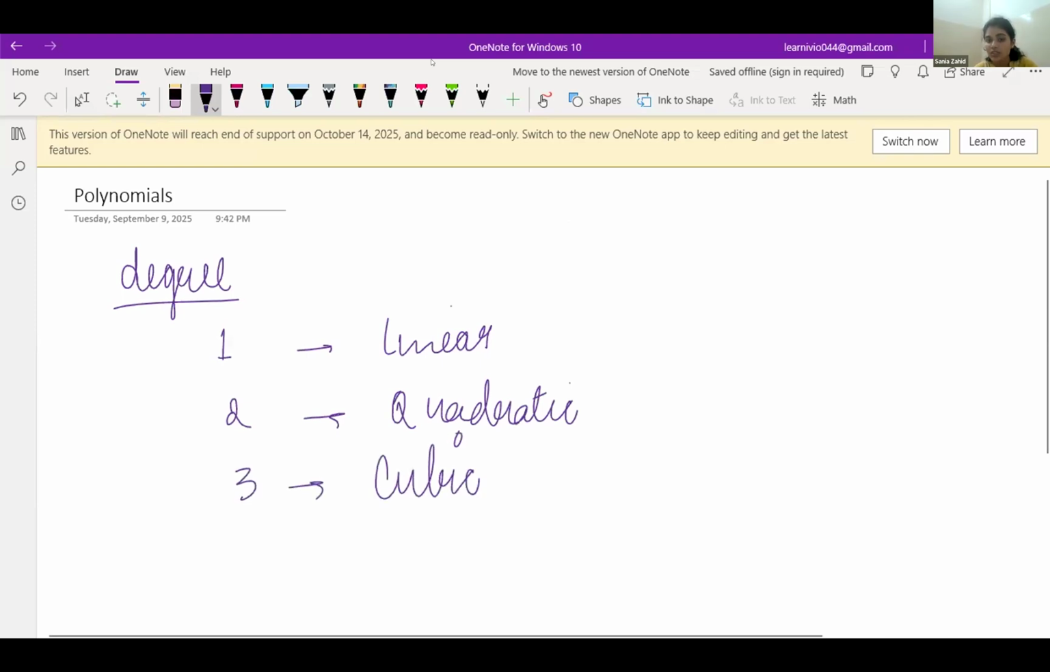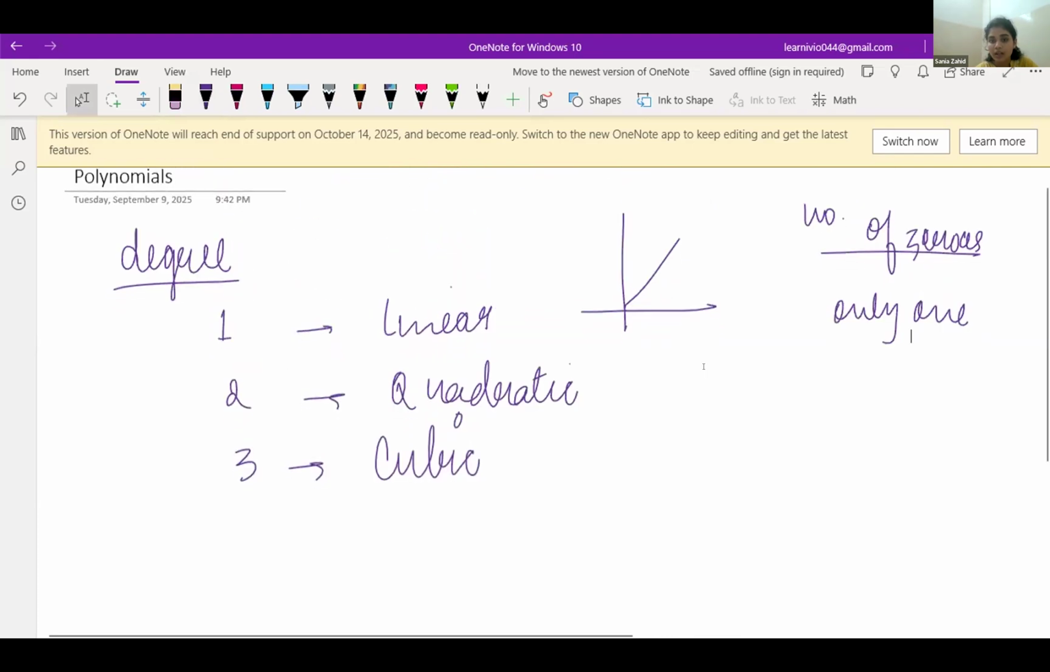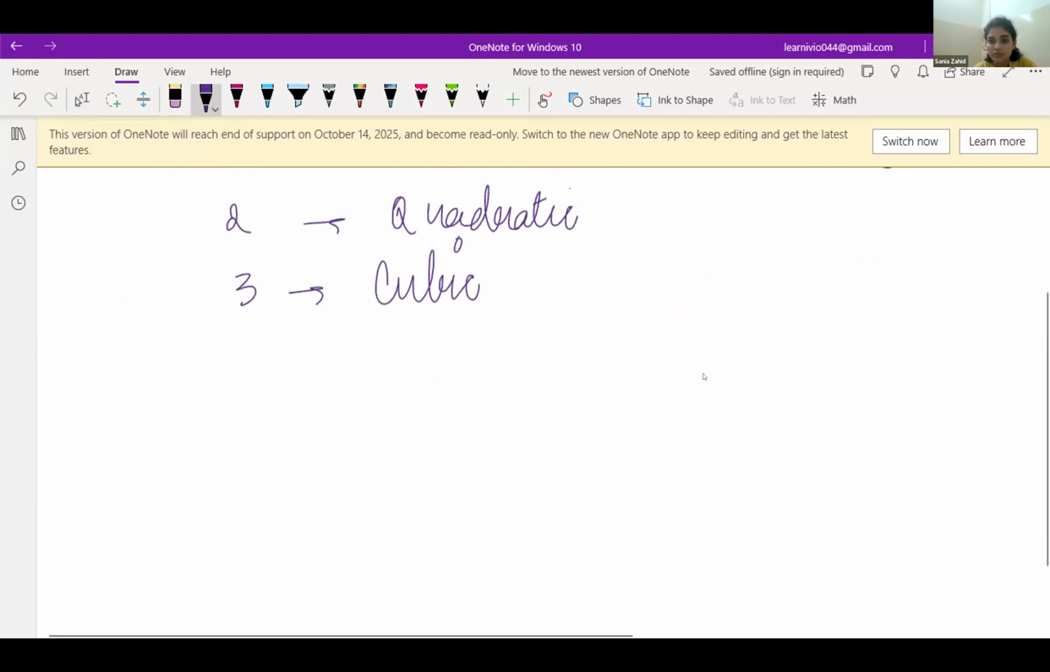Now tell me, what does the graph of a linear polynomial look like? It's a single line, a straight line, basically like this. Now how many zeros exist for a linear polynomial? Only one zero. Then what does the graph of a quadratic polynomial look like? It's a parabola, right? And how many zeros exist for a quadratic? Two.